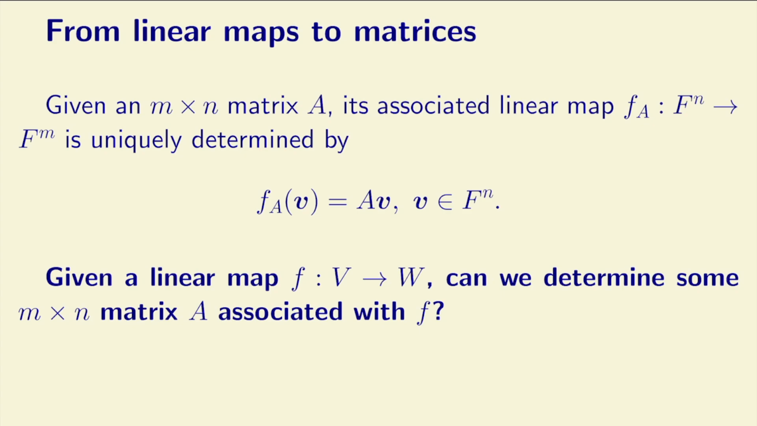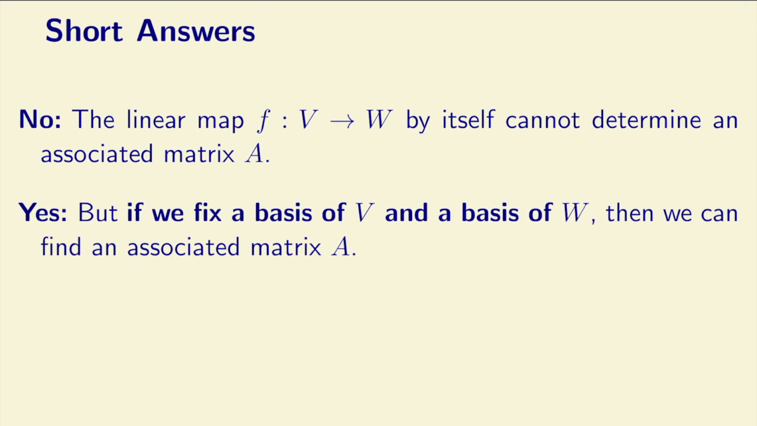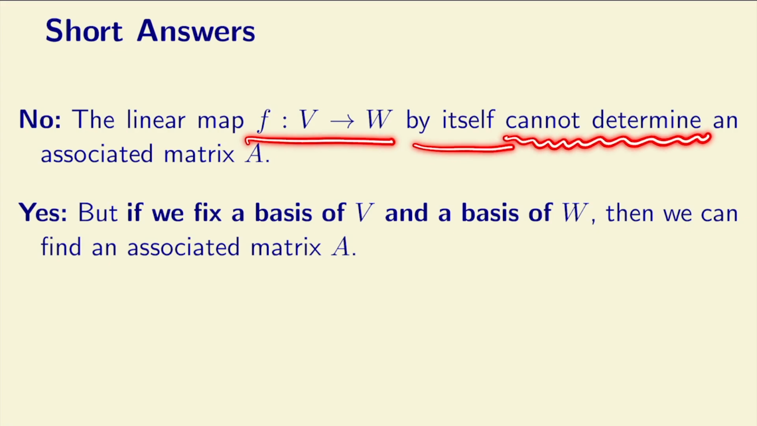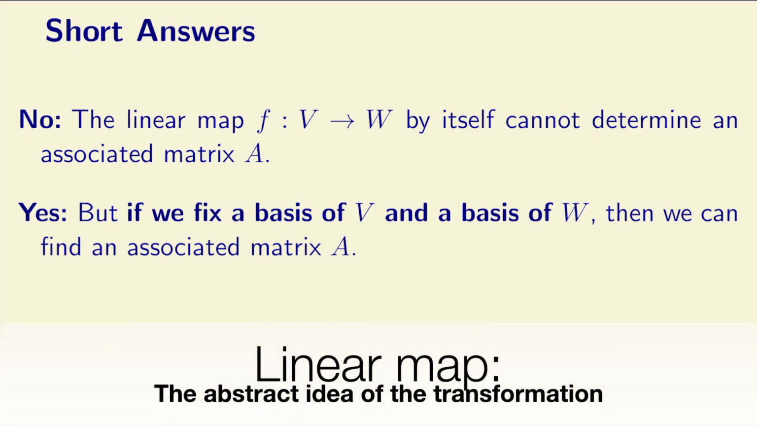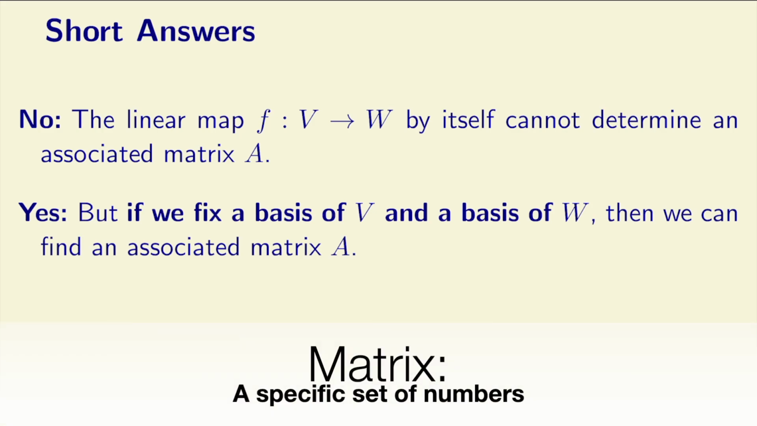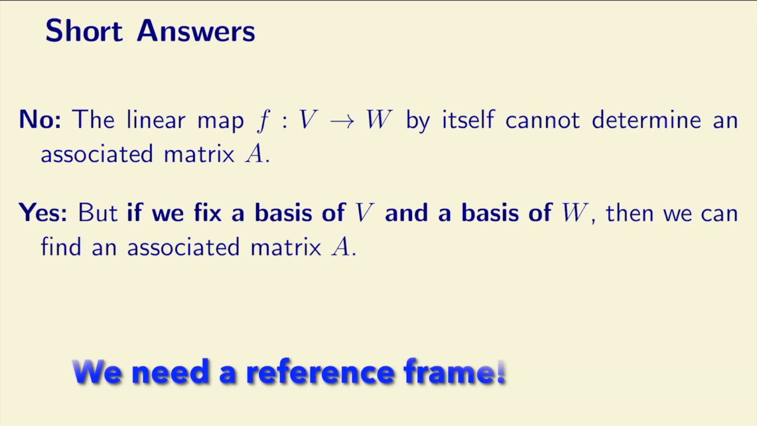Exactly. But the notes are a bit more careful about it. Let's see what the next page says. Okay, so the notes give us a no and a yes. The first answer is no. The linear map F from V to W by itself cannot determine an associated matrix A. Why not? What does that actually mean? It's like the linear map is the abstract idea of the transformation, but a matrix is a specific set of numbers. To pin down those numbers, we need a reference frame.